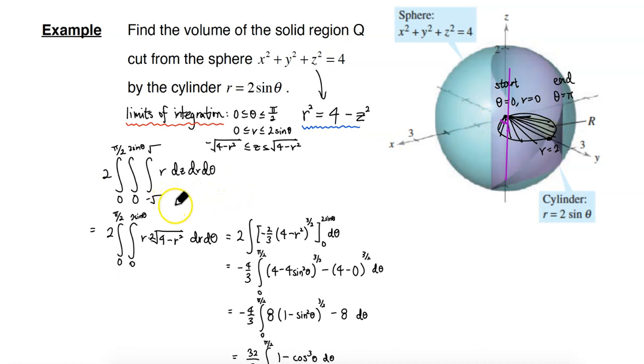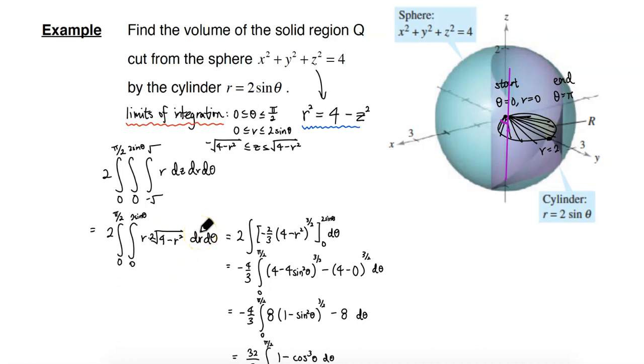So integrating z is very easy. It's going to be r times z, and then we evaluate from negative the square root of 4 minus r squared to positive the square root. So this ends up being 2 times the square root of 4 minus r squared. So this is r times 2 times the square root of 4 minus r squared. And now we need to integrate in terms of r.